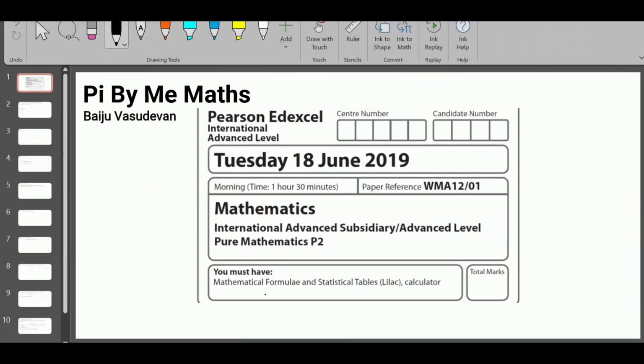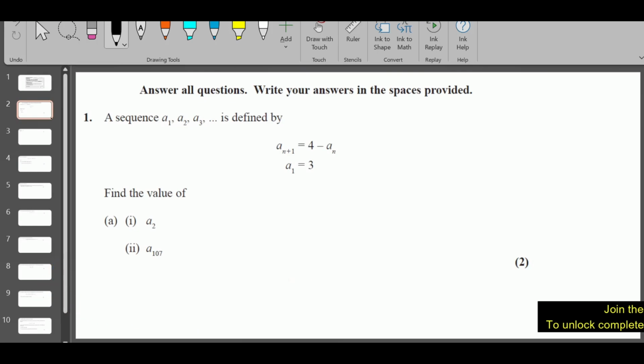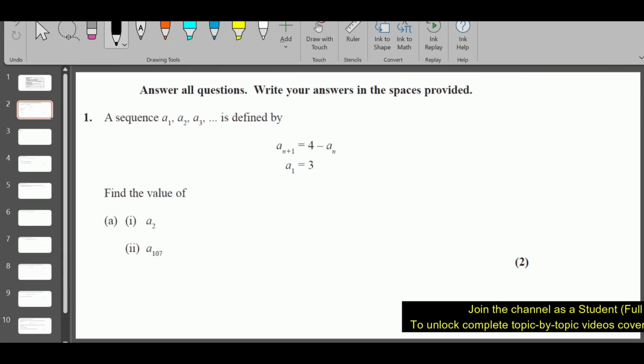This is Devan. In this video, we are going to be solving the May-June 2019 Pure Math 2 paper. Let's look at question number 1. A sequence A1, A2, A3 is defined by this. Find the value of A2.